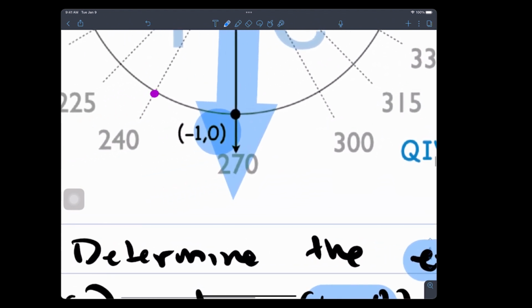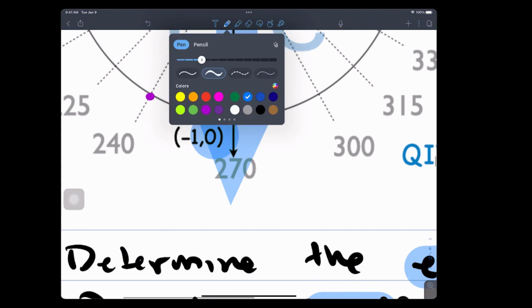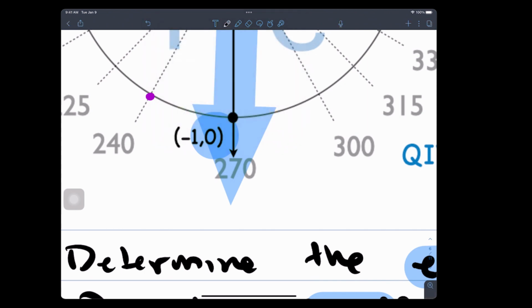What's the x-coordinate now? So is that 270? Is 0, negative 1? Wait a minute, hold on. What's the coordinate? X is 0, negative 1. Y is negative 1. Oh, is that a typo? I think that's a typo.